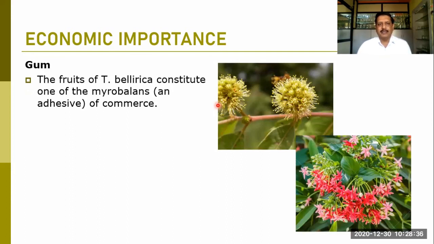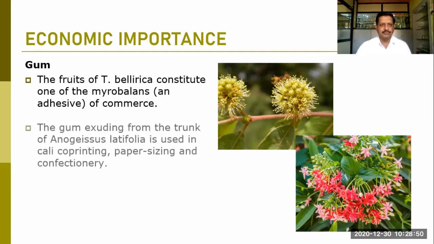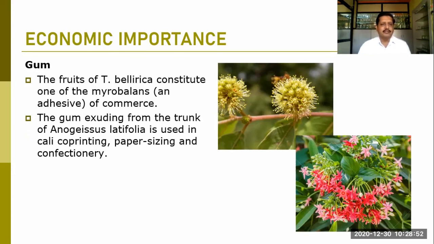Then Terminalia bellirica constitutes one of the myrobalans, that is an adhesive which is of commercial use. So these are the flowers of Terminalia bellirica, and this is another one from where we can get the gum. The gum exuding from the trunk of Anogeissus latifolia. The white gum that we normally use in laddus comes from Anogeissus latifolia. And it is also used for printing purposes, paper sizing, and confectionery as well.